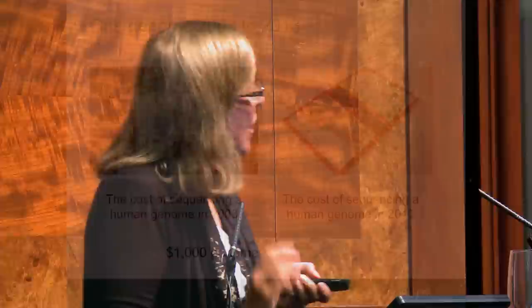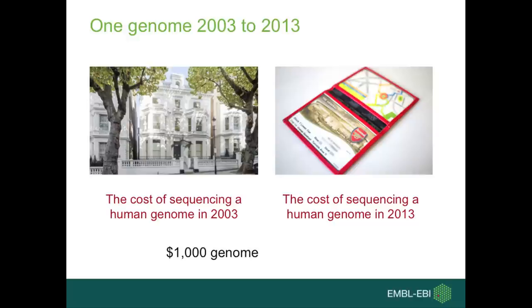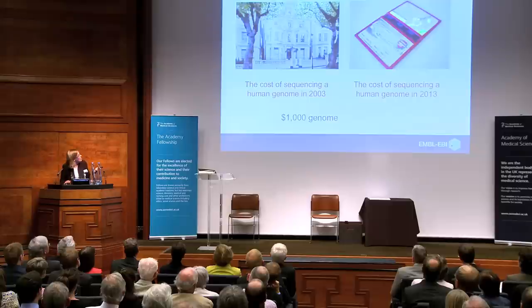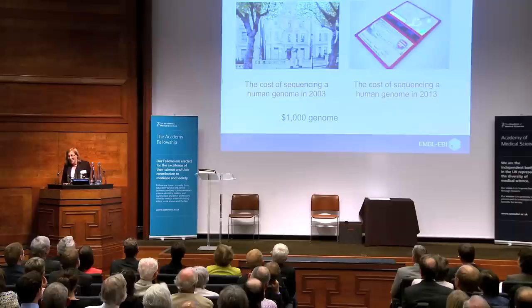Now, the other thing that's happened really now is the change in the cost of sequencing a genome. So the first sequence took $10 billion and 10 years to determine. And in fact, it cost about the cost of the most expensive house in London. Now, the cost of sequencing a genome is the cost of a family season ticket at Arsenal. So, you know, this is a huge change.